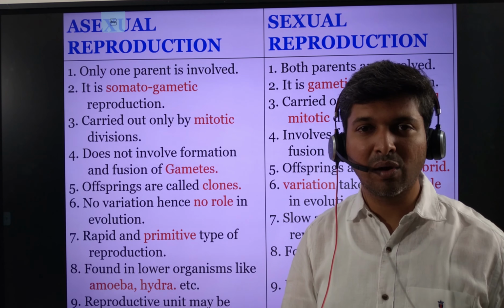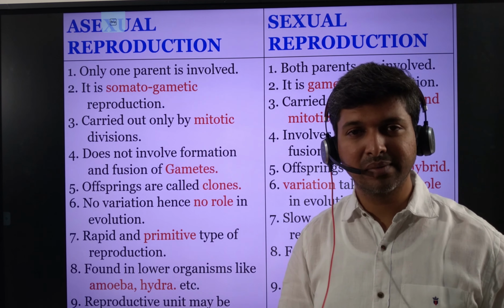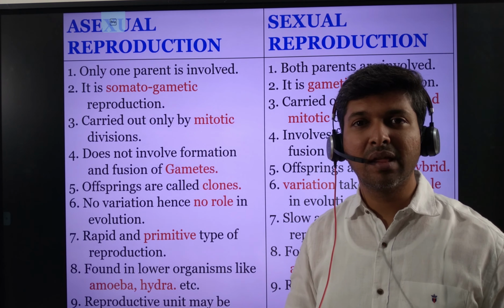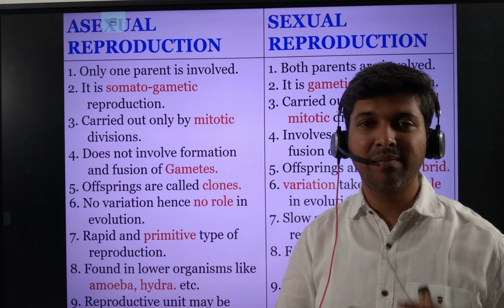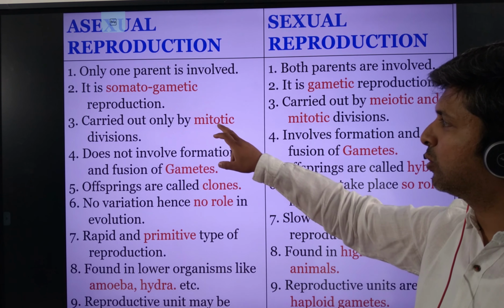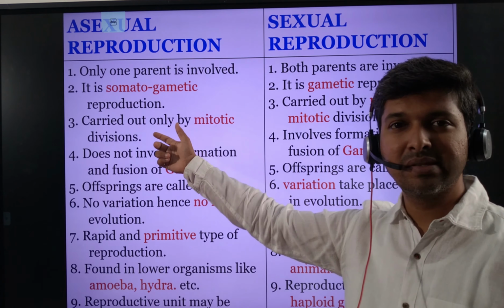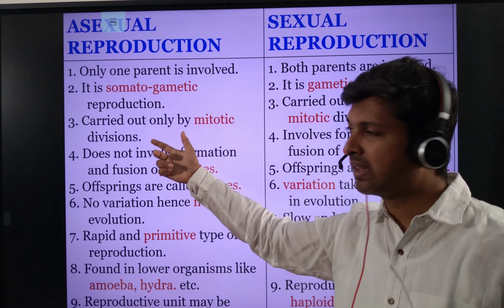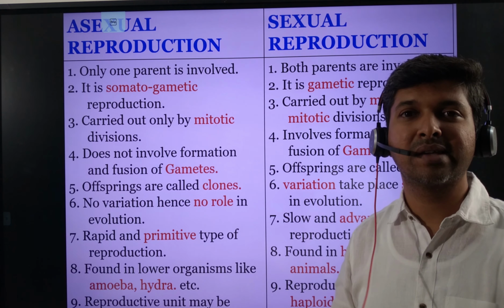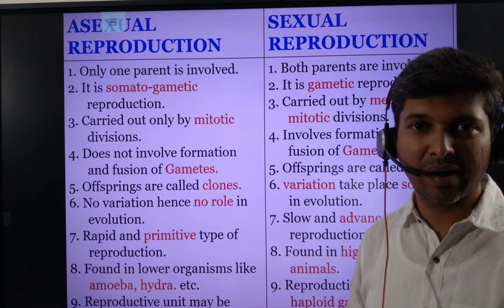Hermaphrodite. What are they called? Hermaphrodite meaning they are male and female in the same body. Then carried out only by mitotic division. These cells will divide only by mitosis. Even in humans, all our body cells are dividing mitotically.